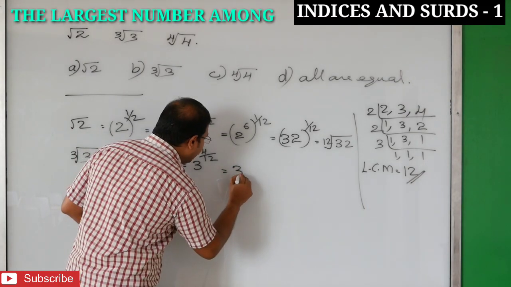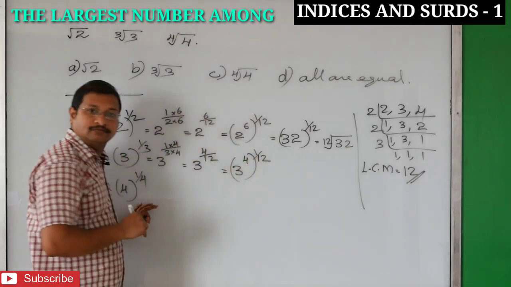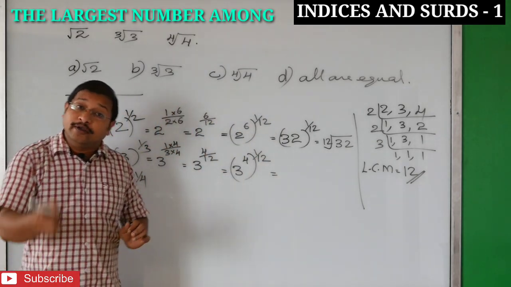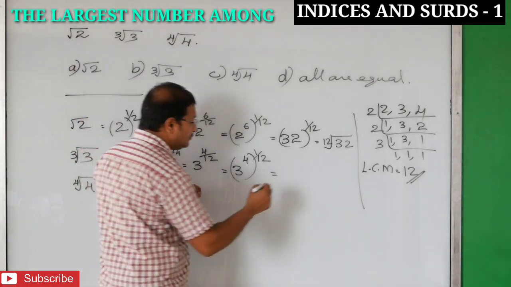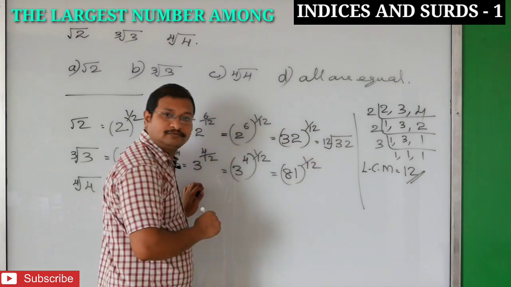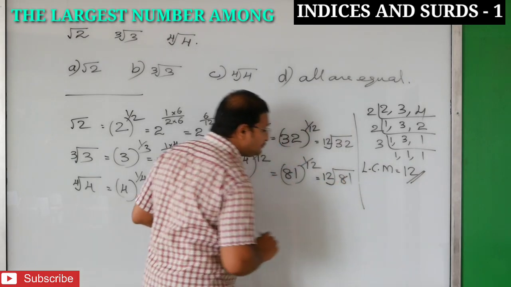This equals 3 raised to 4, the whole raised to 1 by 12. 3 raised to 4 means what will you do? You have to multiply 3 four times. That means what will you get? 81. That means 81 raised to 1 by 12. This equals the 12th root of 81.